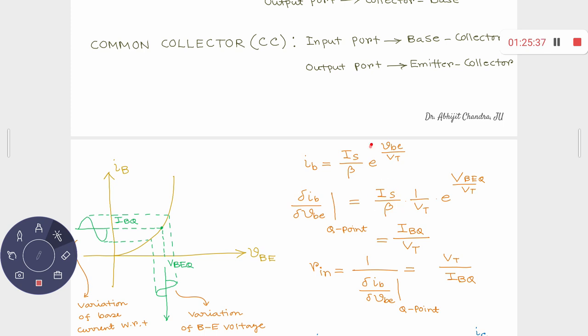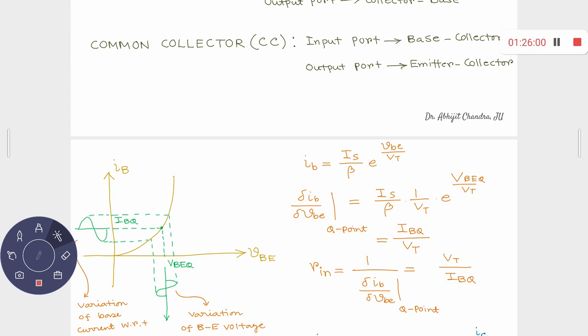IS by beta e to the power VB by VT. 1 upon VT is your slope. So 1 upon VT e to the power V by VT. What is that? IS by beta e to the power V by VT. This is nothing but IBQ by VT. What is del IB upon del VB? Del IB by del VB. That means the variation of current is equal to the variation of the voltage.